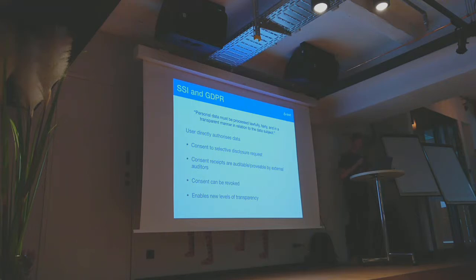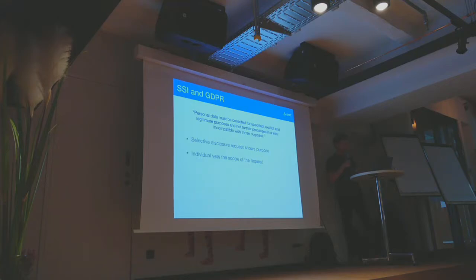GDPR defines a set of core data protection principles, and I will go through them and try to map them onto SSI features. In this first case, personal data must be processed lawfully, fairly, and in a transparent manner in relation to the data subject. So it's about lawfulness, fairness, transparency. In the SSI world, the user is always asked directly to authorize data, always asked to give consent to selective disclosure requests. You can even have consent receipts stored on the ledger, which could then be used for audits or as proof to external auditors that data was shared and again deleted, etc. And the consent can always be revoked, and this really enables a new level of transparency compared to the Google third-party identity provider model.